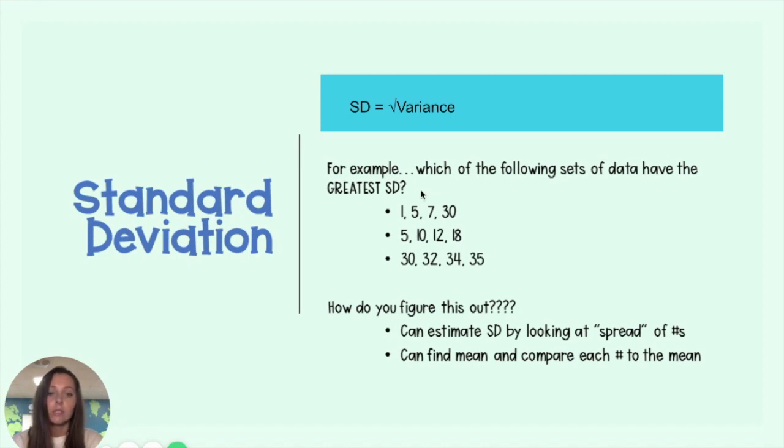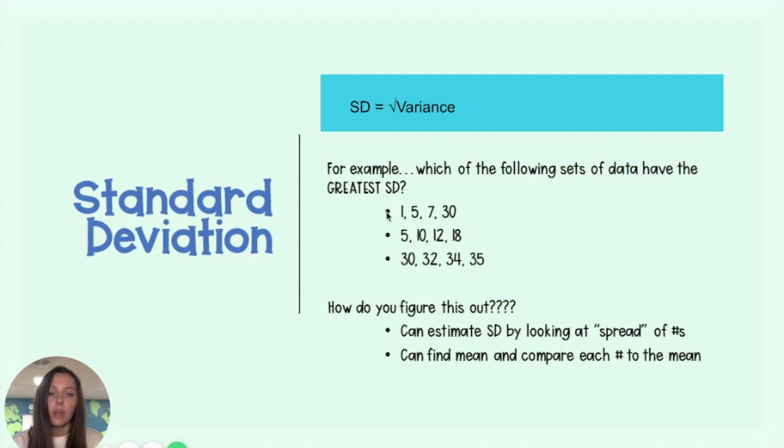Well, if you looked at it, you would think that that would be number 1, right? Because you've got 4 data points and they range anywhere from 1 to 30. That's a pretty big gap. And if you look at the second one, it's a data set that runs from 5 to 18, which is still a decent gap, but it's not as much as 1 to 30. And then the last one, all the data points are very close together, so you're not going to have a very high standard deviation. They're all going to be pretty close to the mean.